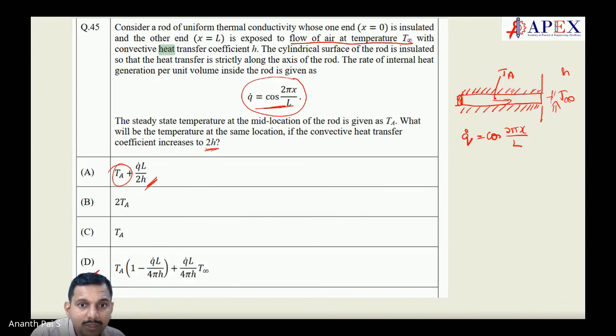one end is insulated. Wait a minute. The rate of internal heat generation in the rod is given as this. The steady state temperature. What is the temperature at the same location? Okay, there is a possibility that it can increase, is it not? Why can it increase?